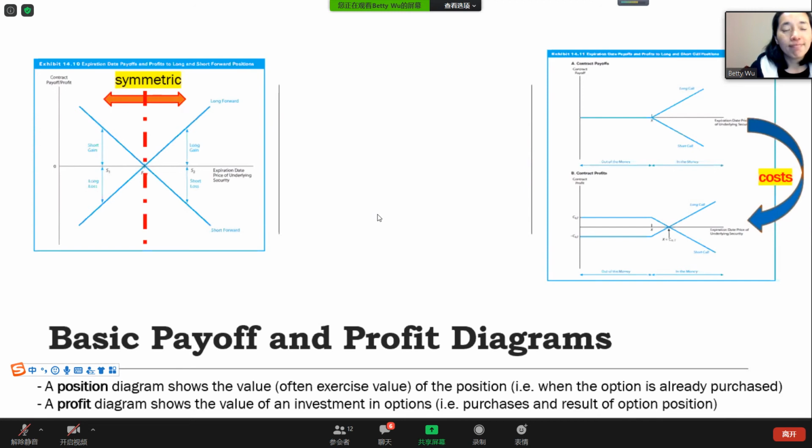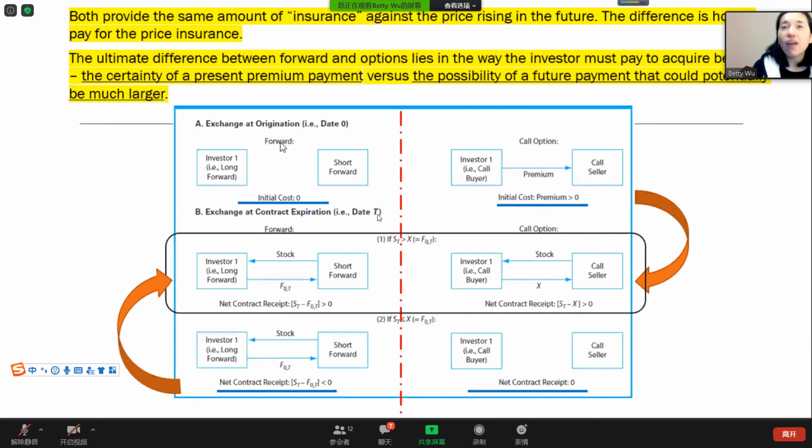Anyone? Just let me repeat my question. Yes, no initial cost. That's great. Indeed, remember, the initial cost for forward contracts is 0.